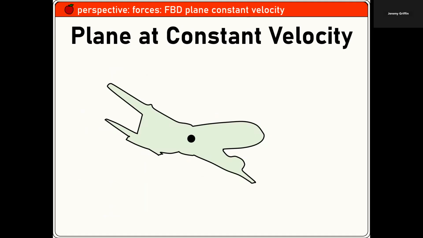Plane, constant velocity. If you go into the military, they're going to ask you this question. They always say, "What are the 4 forces on a plane at constant velocity?" My dad keeps telling me about these forces. All right, so what do you come up with? How do they draw it out?